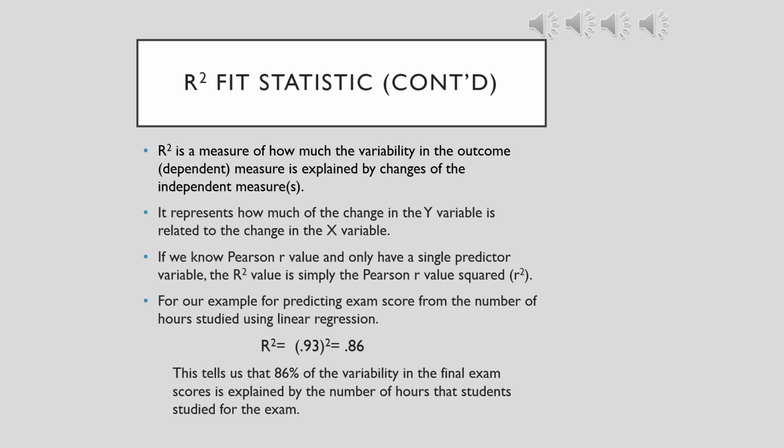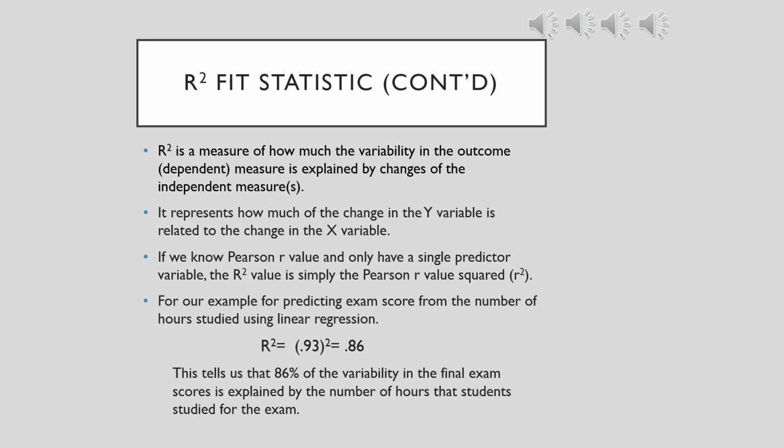That only works if you're using only one variable as a predictor, one independent variable, which we'll talk about more in a second. So earlier we found a correlation R of 0.93 when we were talking about number of hours studied and the final exam grade. If you square 0.93, you get 0.86, and that tells you that 86% of the variability of final exam scores is explained by the number of hours that students study for the exam. That's a lot. That means that your final exam score is predicted very highly by the amount of hours that you study.